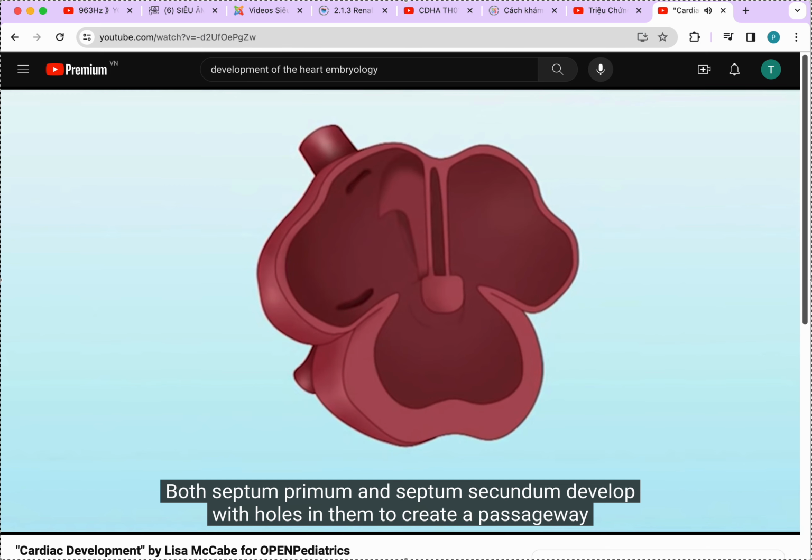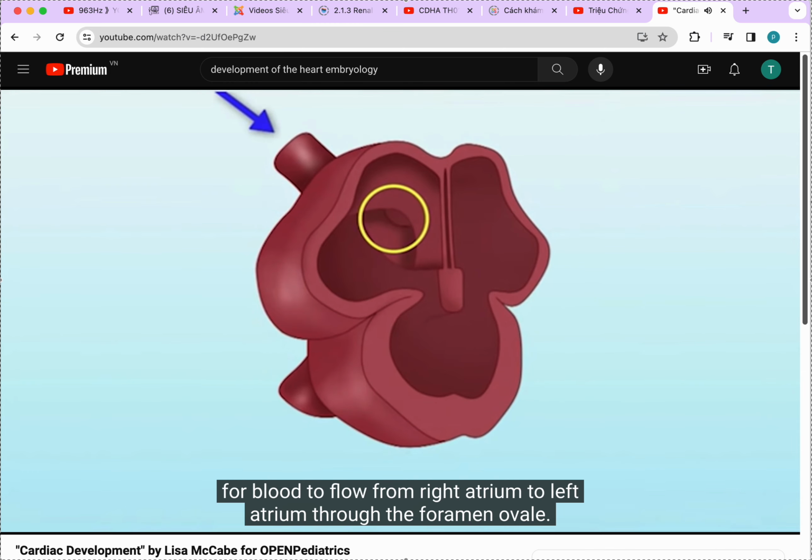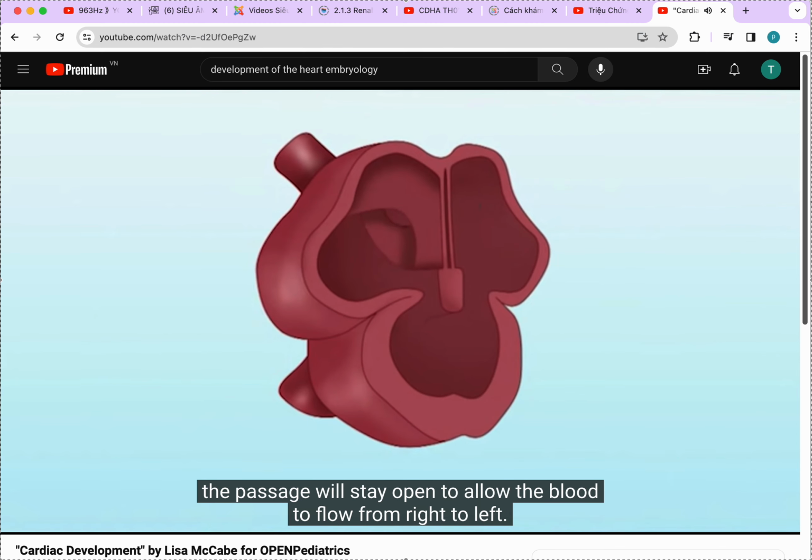Both septum primum and septum secundum develop with holes in them to create a passageway for blood to flow from right atrium to left atrium through the foramen ovale. As long as the pressures on the right atrium are higher than pressures in the left atrium, the passage will stay open to allow the blood to flow from right to left.